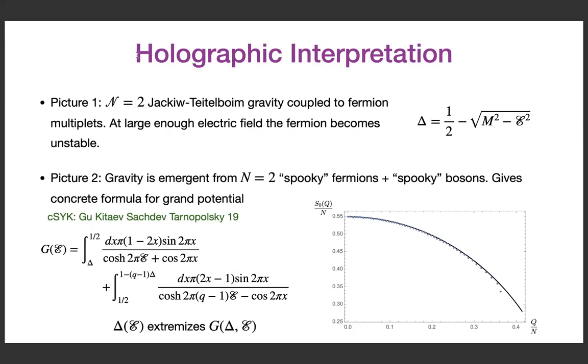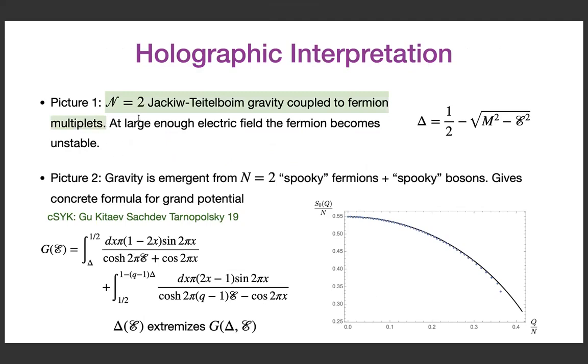Okay, so I was hinting a bit at the holographic interpretation of this. I would just make some brief comments. One can give two pictures. One picture is that we have a theory in AdS2 with a U(1) field. If you ask what theory of gravity gives you this N equals 2 Schwarzian, it is N equals 2 Jackiw-Teitelboim gravity coupled to fermion multiplets. So this is the theory that should be dual roughly to this N equals 2 SYK.